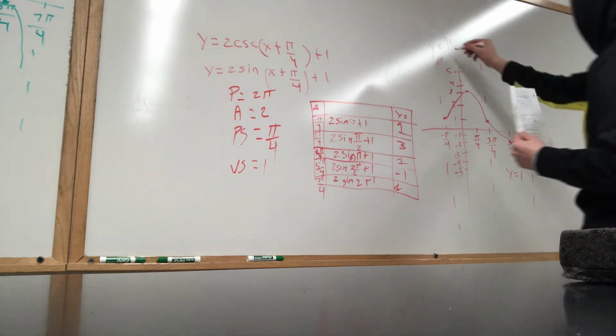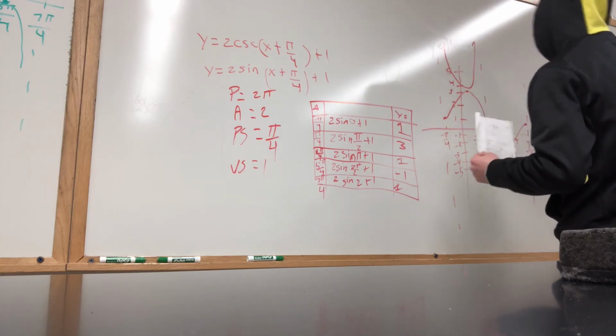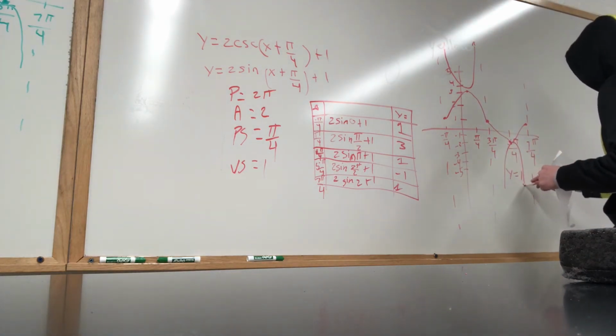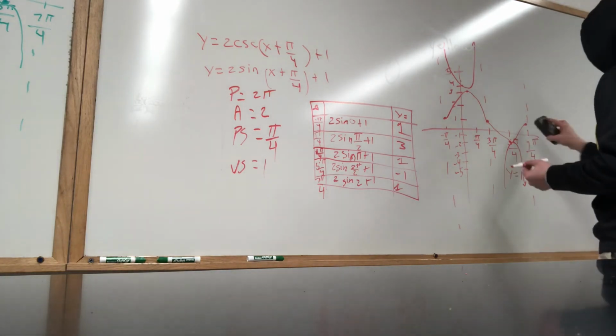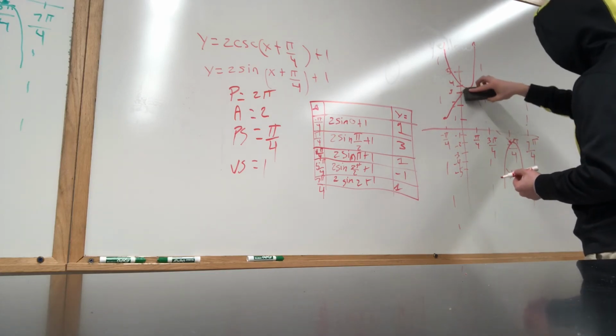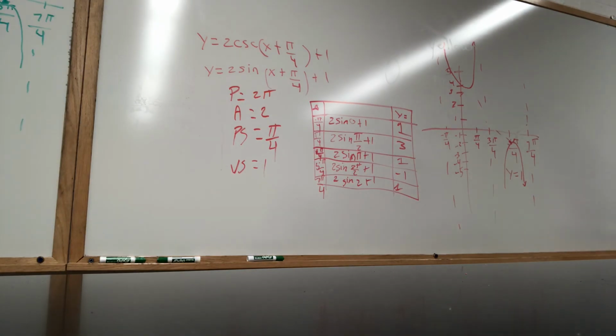So we can go ahead and graph our cosecant, which will look like that. And it'll look like that. And with all that, we can erase our sine graph. And that'll give us our cosecant graph.